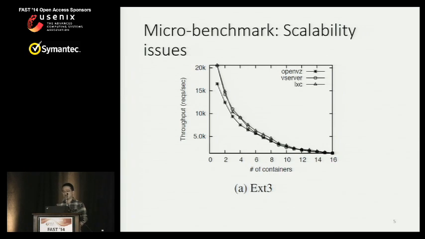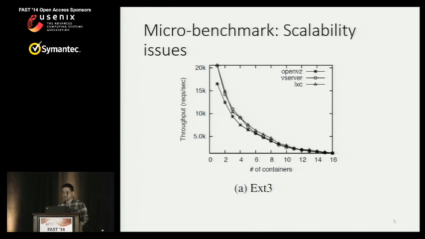In order to motivate our work, we create a simple macro benchmark which performs buffered writes to a 256 MB file inside each container and varies the number of containers from 1 to 16. The experiment is performed on a 16-core machine, and we use a RAM disk to emulate the fastest device. We evaluate three popular OS-level virtualization approaches, including OpenVZ, VServer, and Linux container.